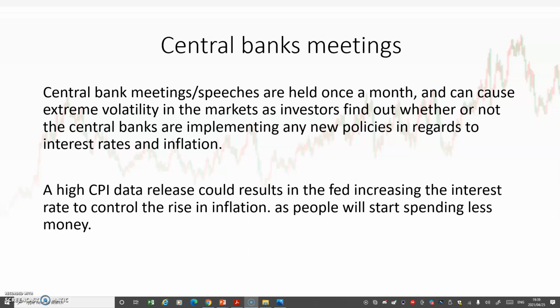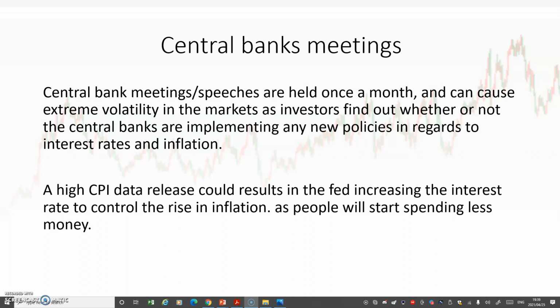So central bank meetings are obviously extremely important, as they are linked to the interest rates and inflation. So when the central banks have meetings, you'll always experience big volatility in the market. And obviously, it's publicized a lot, so you can go and read up about the key points of that meeting, to see if there are inflation concerns, and whether they are thinking about decreasing or increasing the interest rate.